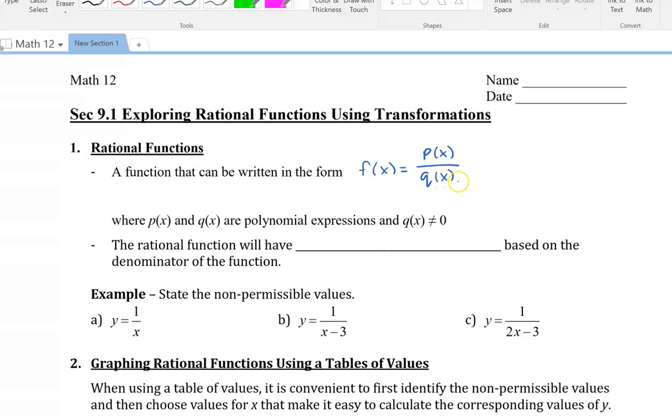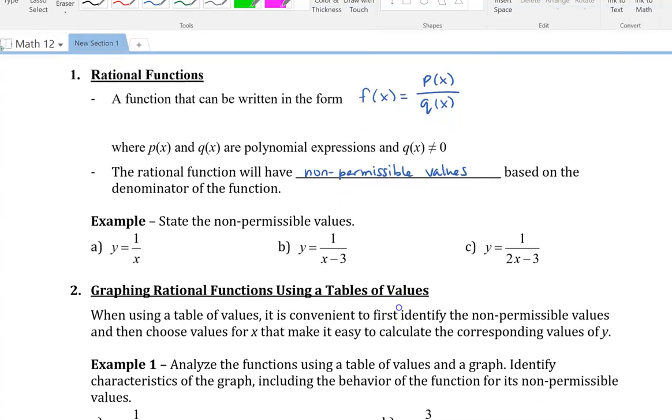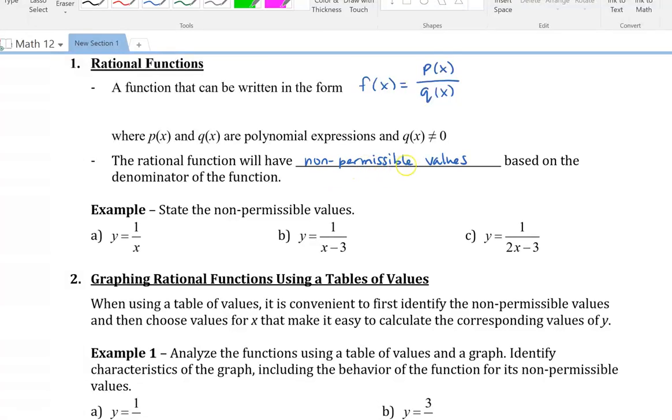Now, similar to the radical functions which had restrictions, rational functions will have something called non-permissible values. These non-permissible values are based only on the denominator of the function. So it doesn't matter what's happening in the numerator, we need to only look at the denominator for the non-permissible values. If you take a look at these three examples, the first one has a denominator of x, so we say that x cannot equal 0.